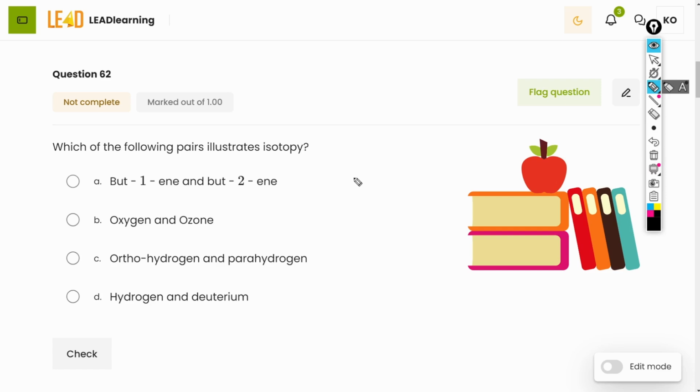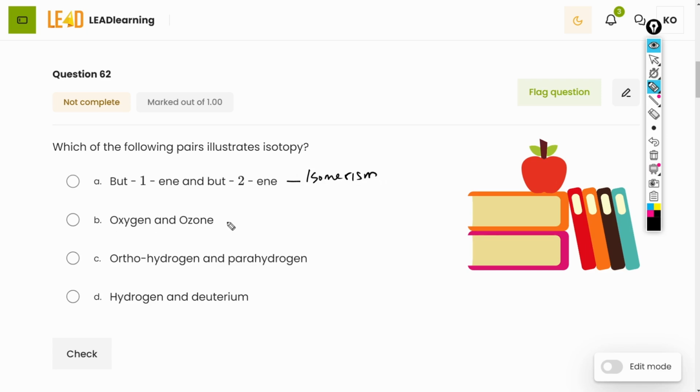Question 62. Which of the following pairs illustrate isotopy? Both 1-ene and both 2-ene. This is not isotopy, this is isomerism. These two compounds are isomers. In fact, they are positional isomers. The 1 and the 2 indicate the position of the double bond. So this is positional isomerism.